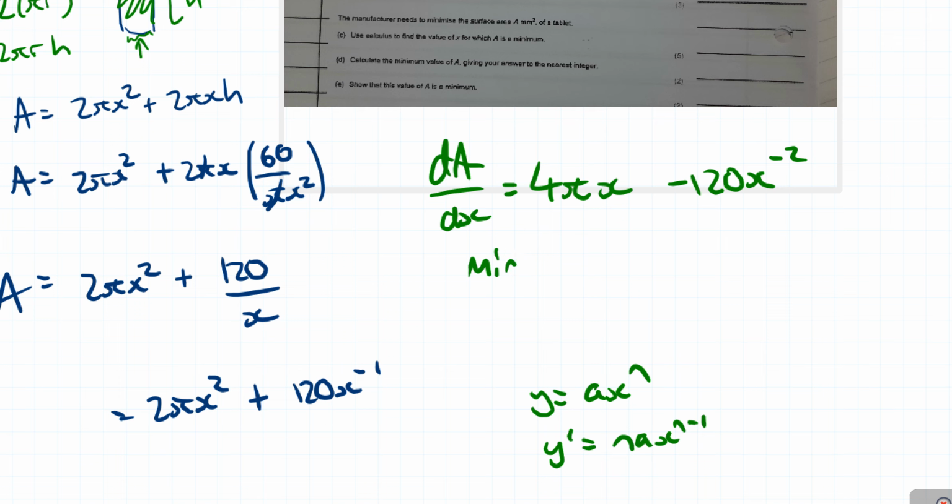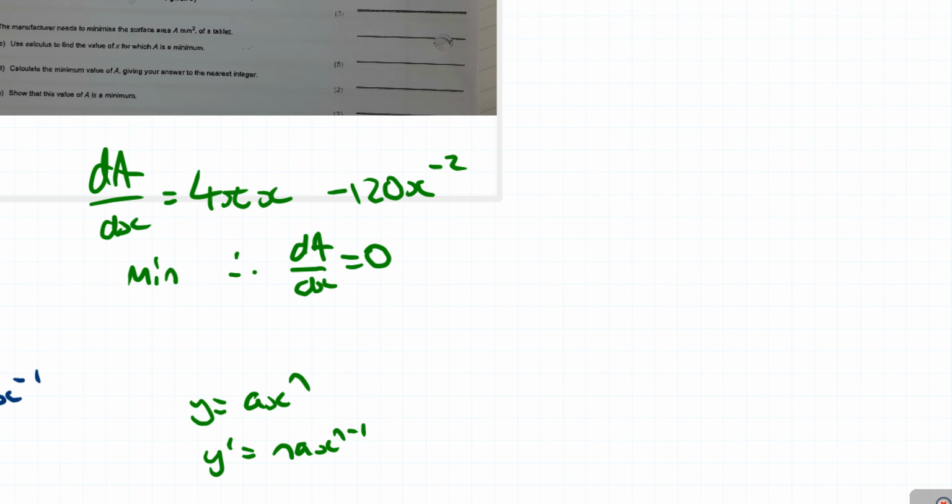Now if it's a minimum, therefore dA/dx must be equal to 0. Whenever you're finding a minimum or a maximum, dA/dx is equal to 0. So we replace dA/dx with 0. So that's 0 equals 4 pi x minus 120x to the power of minus 2. And the goal here is to solve for x.